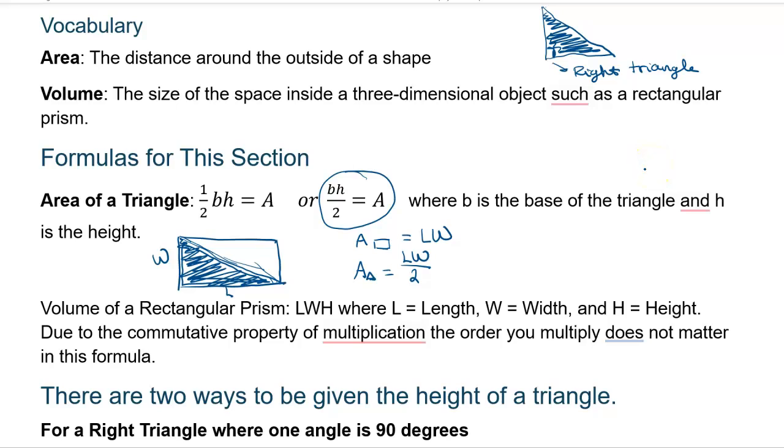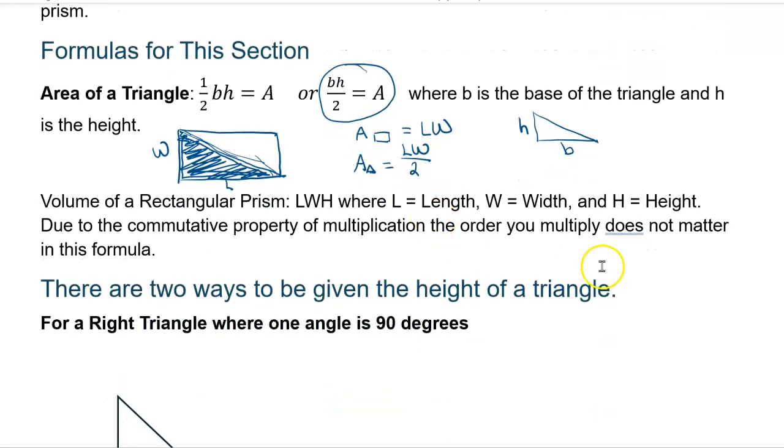Now, notice we have BH over 2. So for the triangle, we talk in terms of base times height. But again, they're interchangeable, right? So you could use WL, you could use BH for both of them. It doesn't matter. Okay, so the next formula is volume. Volume of a rectangular prism. And you can think of that as a box. That's kind of the simplified way of thinking about it. A rectangular prism can sound like a big thing, but it's just not.